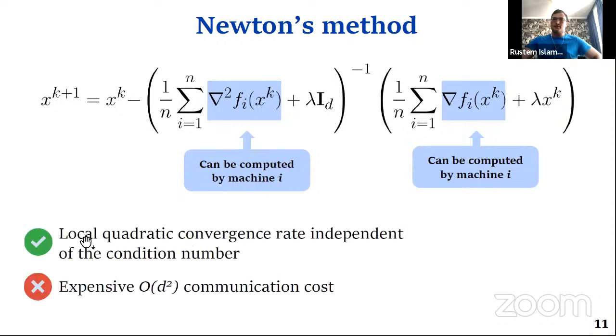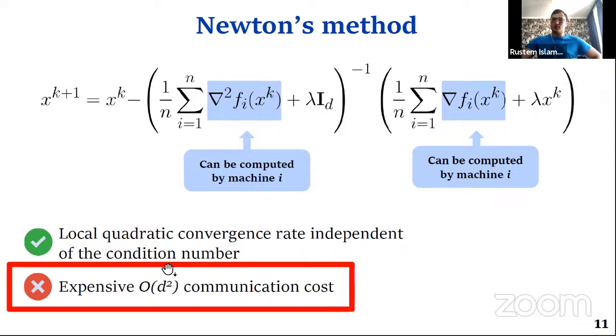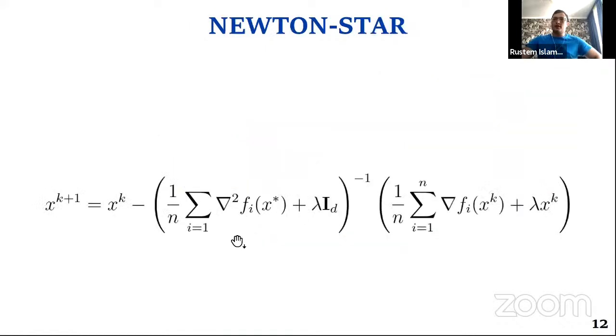As I said, this method has a local quadratic convergence rate independent of the condition number, but the communication cost again is really expensive because it is O(d²). We need to broadcast d by d matrices, and this is the communication bottleneck of Newton's method. We want to decrease this dependency on d. So one of the theoretical ideas for how we can handle this is our first contribution.